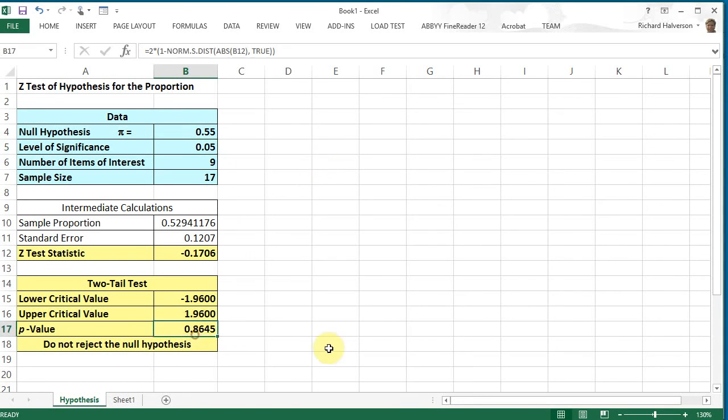It's 0.86. This would tell us that the probability that the female proportion is not 55%, if it's less, then we would only be about 13.4% sure of that. So there is very little evidence at all that the proportion is different.